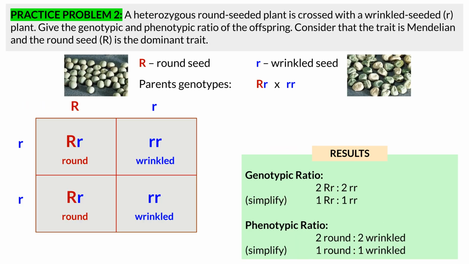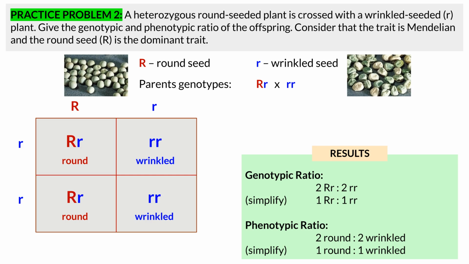Practice problem 2. A heterozygous round-seeded plant is crossed with a wrinkled-seeded plant. Give the genotypic and phenotypic ratio of the offspring. Consider that the trait is Mendelian, and the round seed is the dominant trait. Step 1. Identify the trait and its alleles. The trait is seed shape. Round is dominant, while wrinkled is recessive.